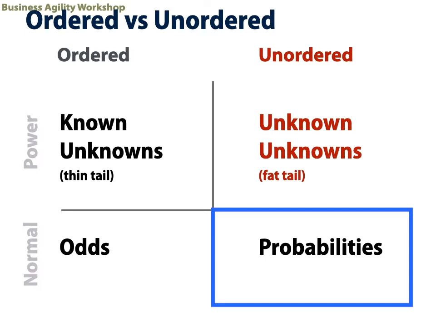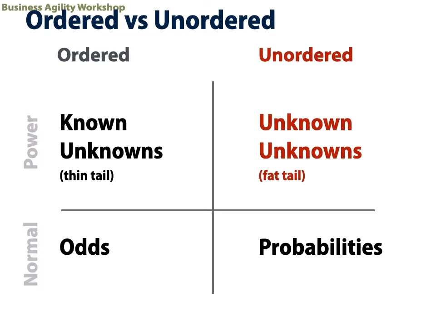You have a pretty good idea and they behave relatively well, but there are some surprises, and you don't know the odds exactly, but you can model them. So this is the world of models that generally work. Okay, and then we have the power law distributions, where in the ordered world it's the known unknowns.